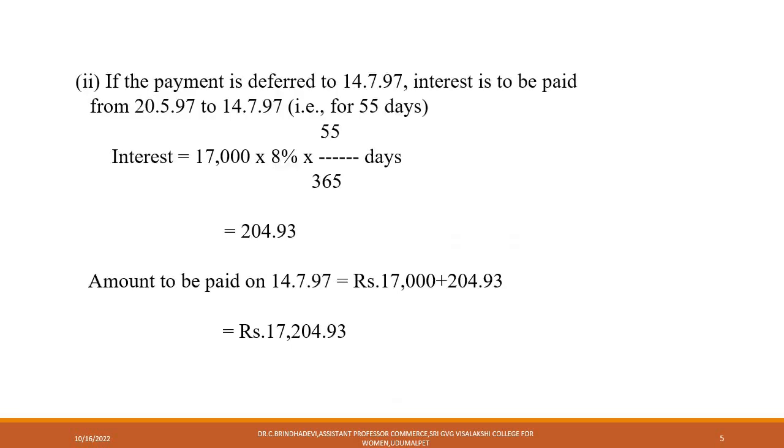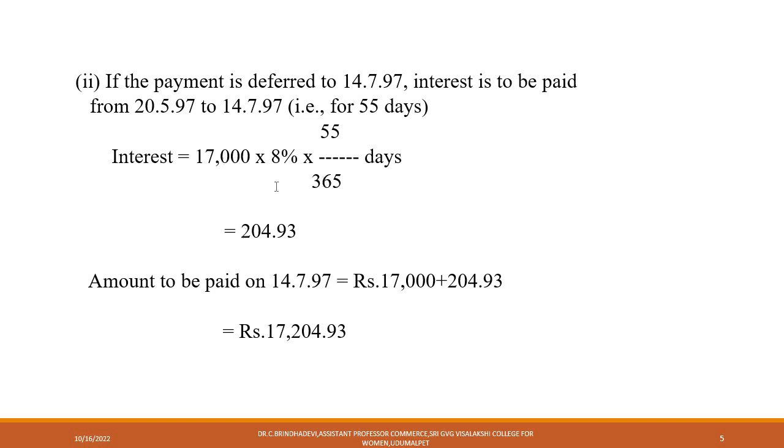Next, we have to find out the second situation. The second situation is on 14th July. If the payment is deferred to and paid on 14th July 97, interest is to be paid from the average due date. The average due date is 20th May. So from 20th May to 14th July, there are totally 55 days. For these 55 days, we are going to calculate the interest. So 17,000 into 8 by 100 into 55 divided by 365.